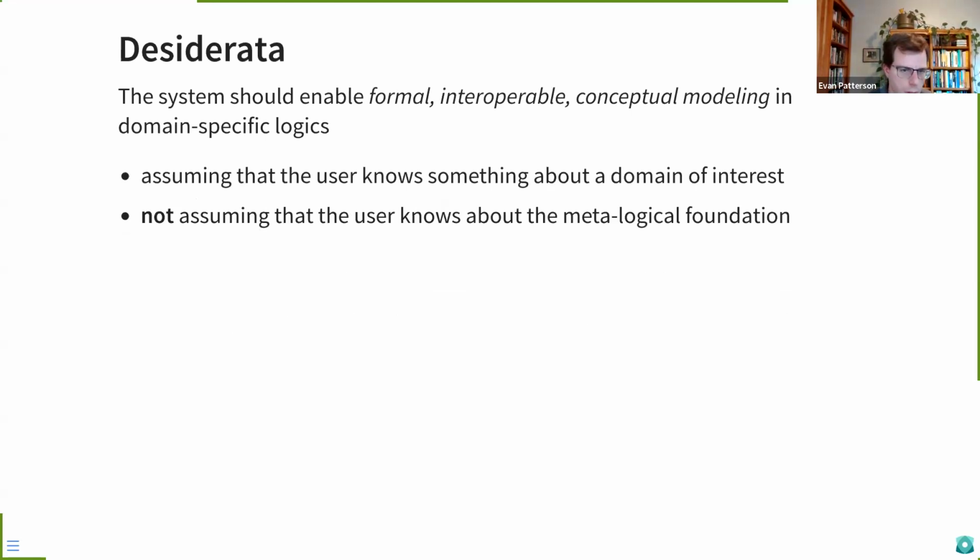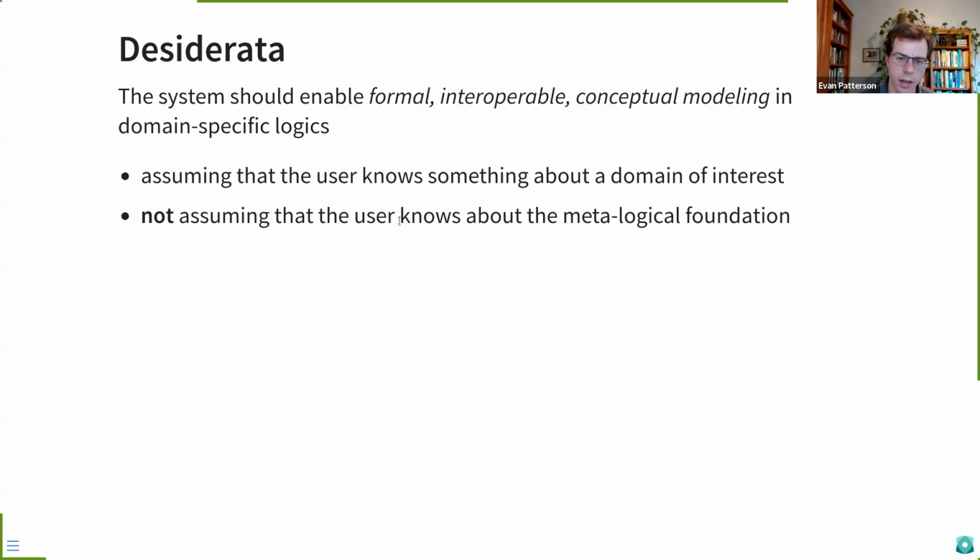What we're trying to do in CatColab is create a tool for what we're calling formal interoperable conceptual modeling in different kinds of domain-specific categorical logics. But the crucial thing is that we're happy to assume, and in fact, we will assume that the user knows something about the domain of interest that they're working in. So they ought to have at least some basic ideas of what they might do with causal loop diagrams or database schemas before they use them. But crucially, we do not want it to be assumed that the user knows something about this metalogical foundation.